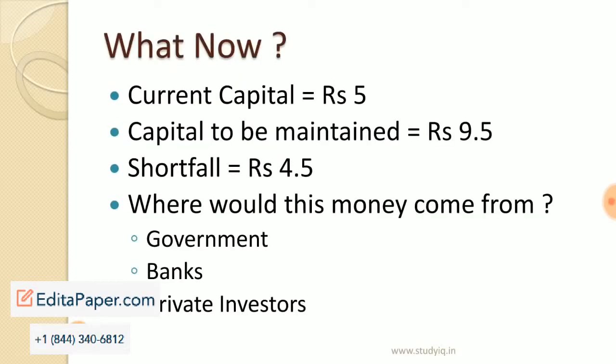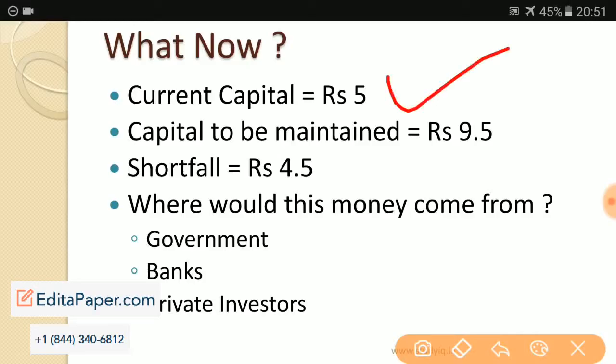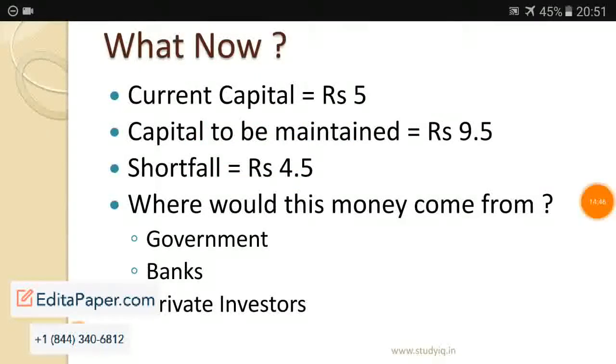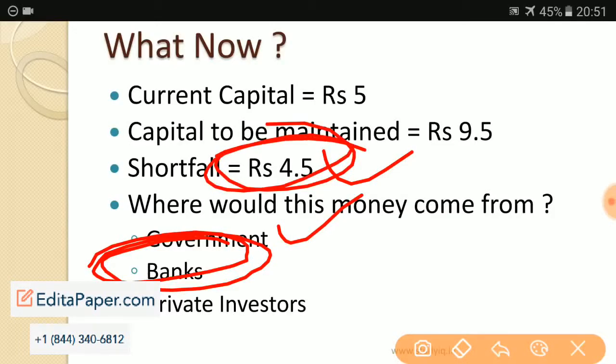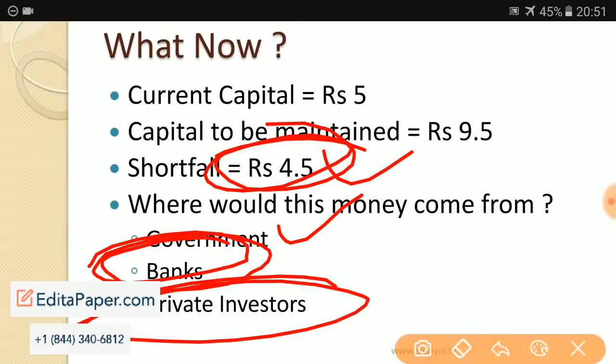So what is the scenario now? What we need to do? Current capital is 5 rupees. We need to maintain a capital base of 9.5 rupees. So we have a shortfall of 4.5 rupees. To meet this shortfall of 4.5 rupees, either the government can provide money to the banks, to the public sector banks basically, where the government has majority shareholding, or banks may give out loans and earn profit so that this shortfall of 4.5 rupees can be met, or the private investors can buy the shares of banks, or they can buy the bonds of banks so that this particular shortfall of 4.5 rupees can be met.